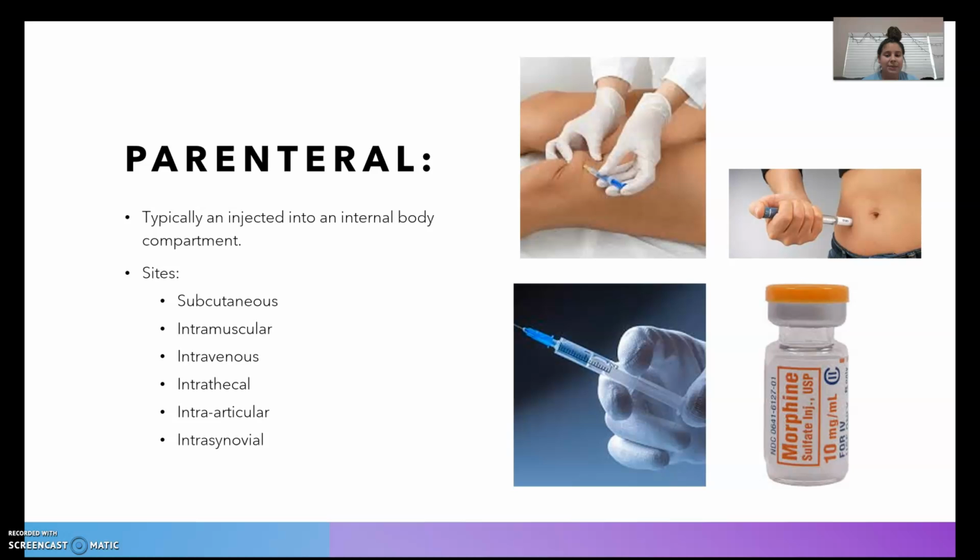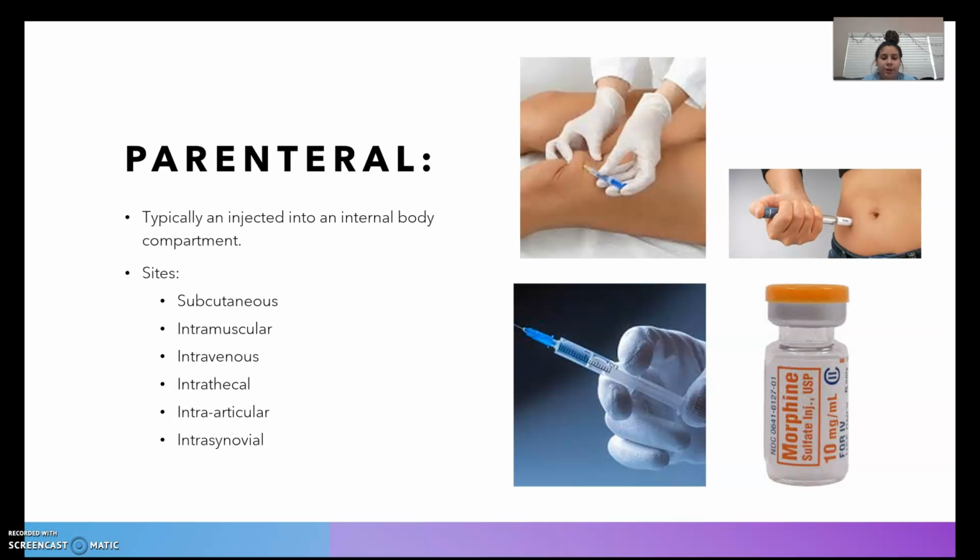Intrathecal basically is just into the spinal fluid, and again, although it's not something we would see, I think it's important to know that anesthesia is typically injected into the spinal fluid, which is the intrathecal, and it's something that may occur if we had a patient go to the hospital and then return to us at a later date. Intra-articular and intrasynovial.